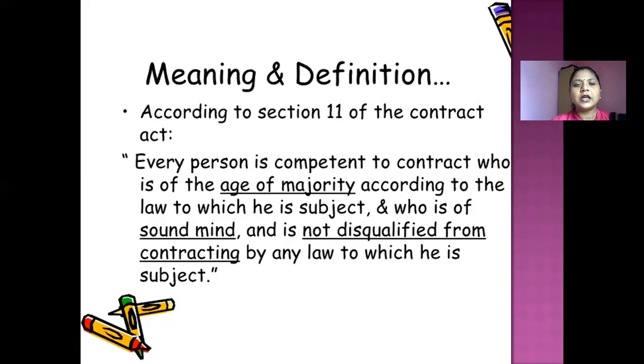And the second thing is who is of sound mind. Now, what is the meaning of sound mind? Sound mind means the person who has a sense of making judgments, what is good for him and what is not better for him. So he is known as a sound mind person, and is not disqualified by the law. What do you mean by this? Because the law sometimes prohibits some people from entering into a contract for some reasons, which we'll learn just after some time.